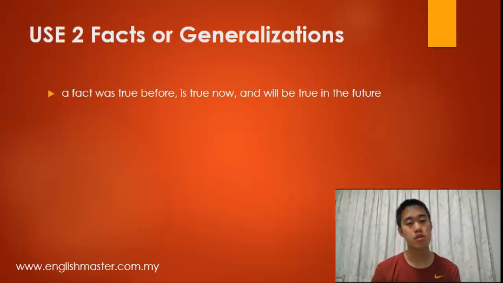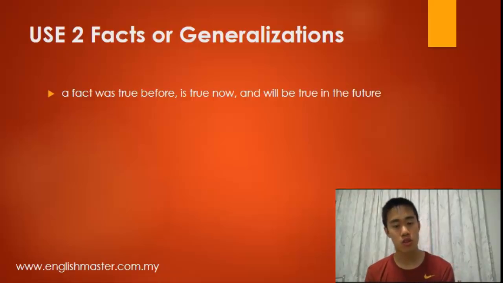The second use of the simple present is in facts or generalizations. Now this one's pretty straightforward. A fact or generalization doesn't necessarily have to be true absolutely. The person may be wrong, but they're stating it as a fact. Whether or not it actually is true, the person is stating it as if it was true before, is true now, and will be true in the future.